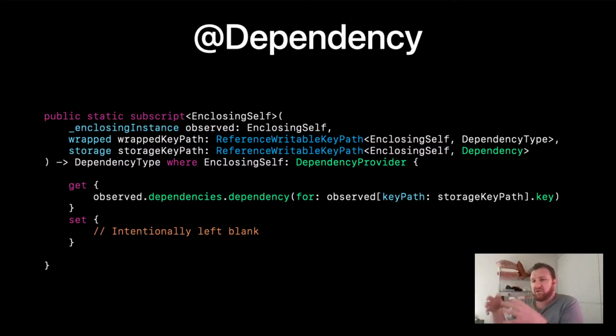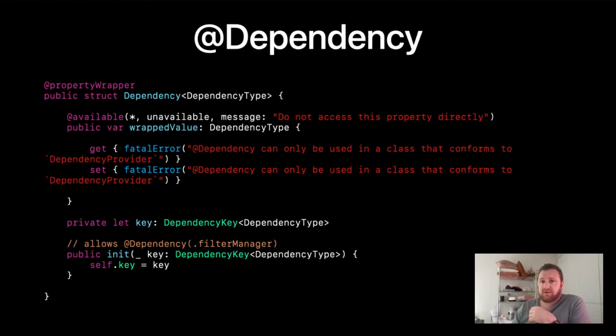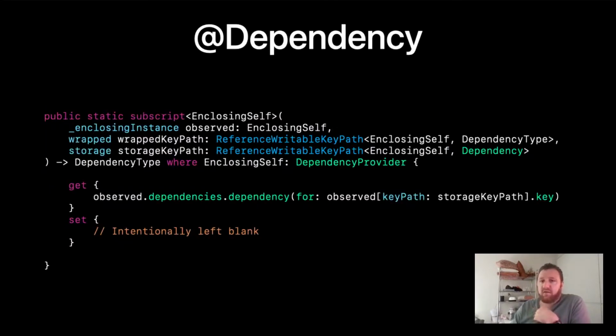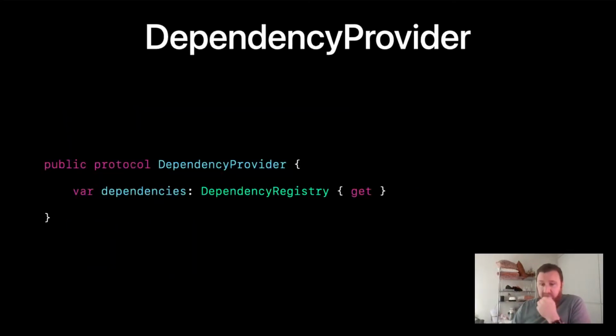So to get to the properties on the property wrapper, you can subscript the observed value, or that outer type, using the storage key path. That'll get you back to the property wrapper. And then we grab the key off that because we declared that here. We have that key on there. And then we actually go back to the parent. We talk to, and this we declared here.